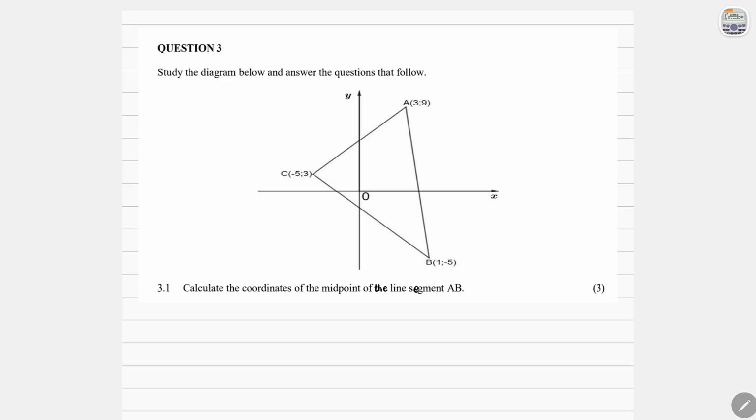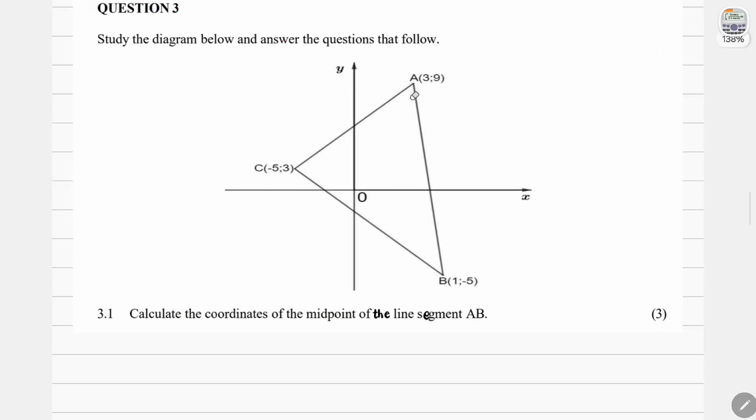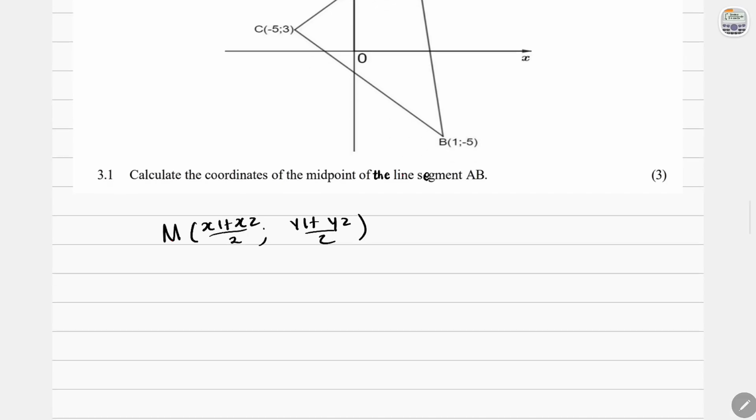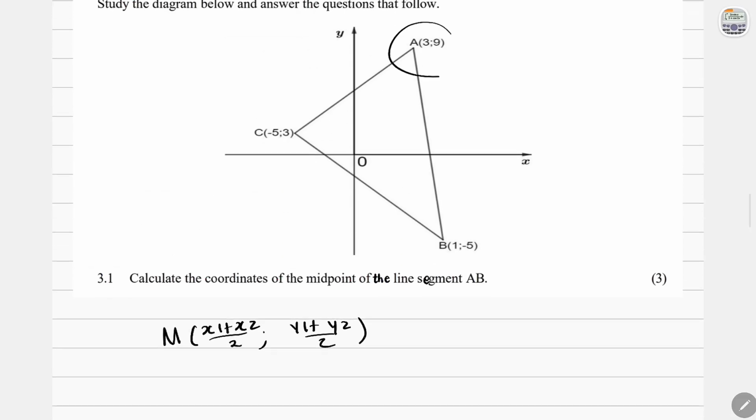Question 3 says, study the diagram below and answer the questions that follow. Question 3.1: calculate the coordinates of the midpoint of the line segment AB. So what is the midpoint of this line AB? To find that, use the midpoint formula, which is (x1 plus x2) over 2, and (y1 plus y2) over 2. We'll substitute, taking that as point 1 and that as point 2.